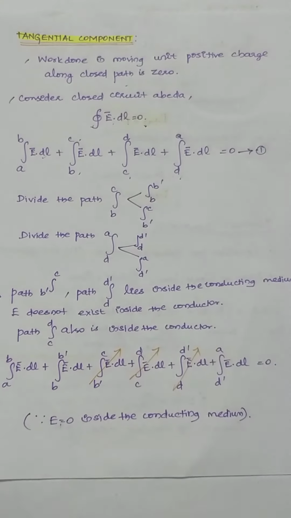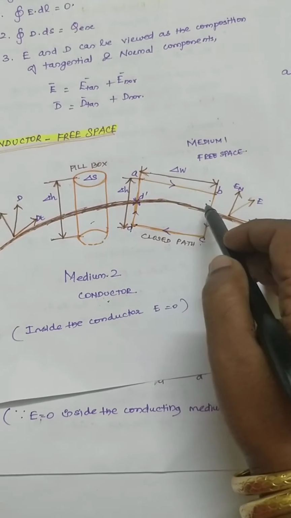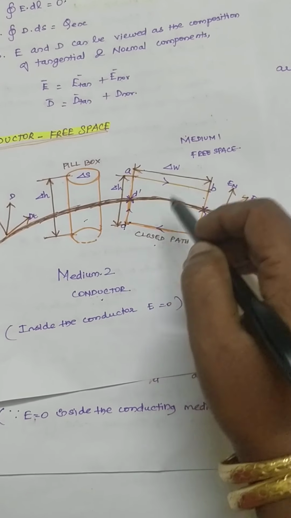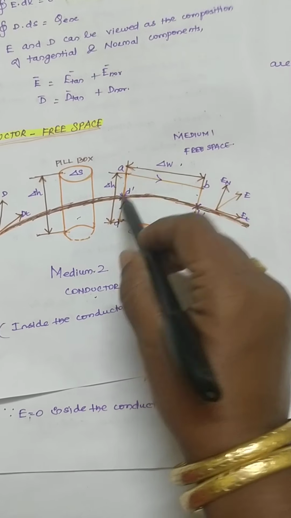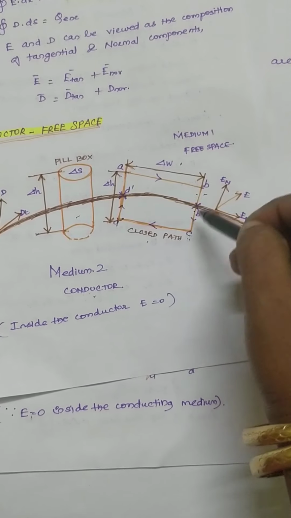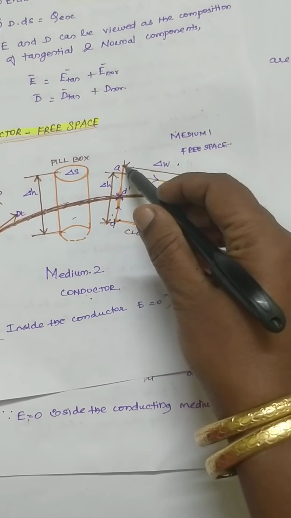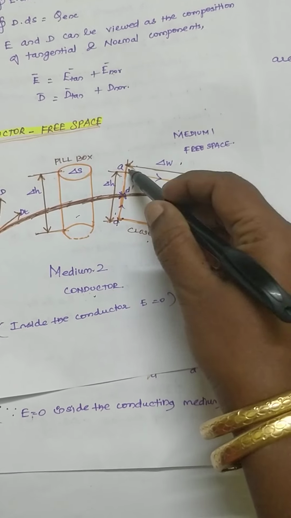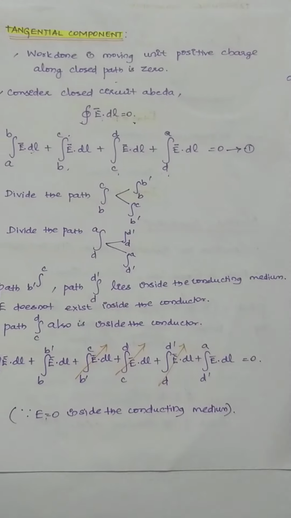Next condition. Again, choose a center point at the conducting surface. This is the conducting medium, this is the free space medium. They meet at the points B dash and D dash. So, B to C is divided as B to B dash to C. D to A is divided as D to D dash to A. That's what I have written very clearly in the mathematical equation.